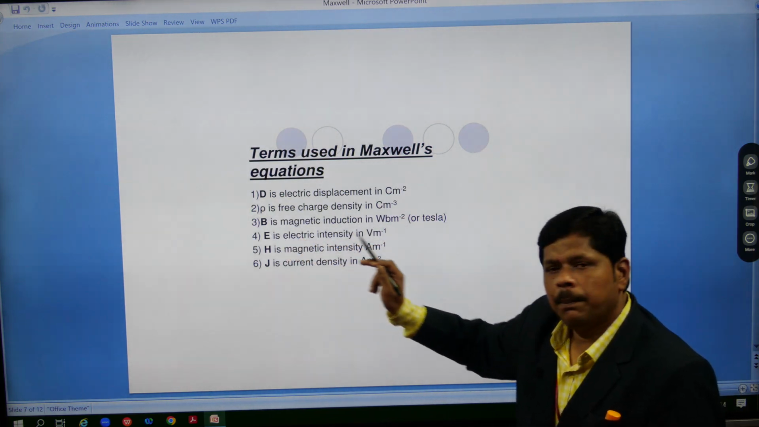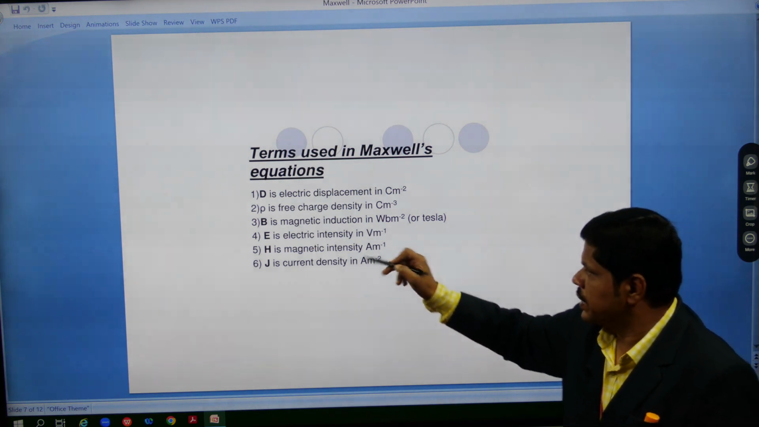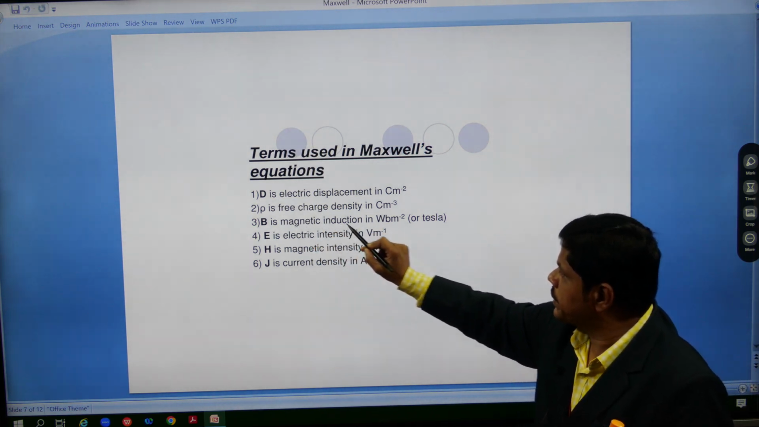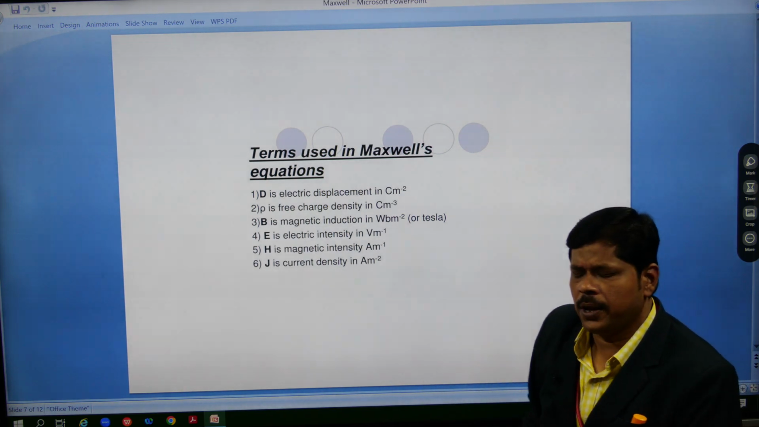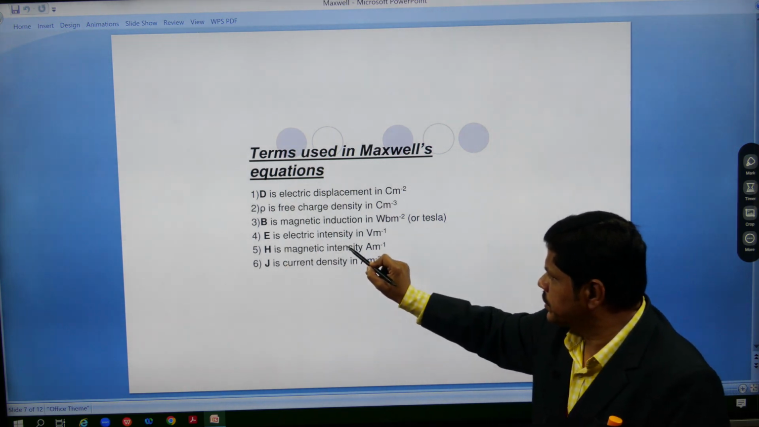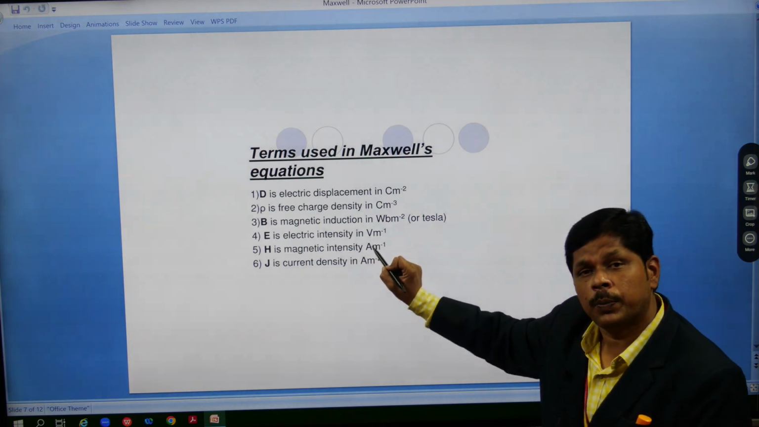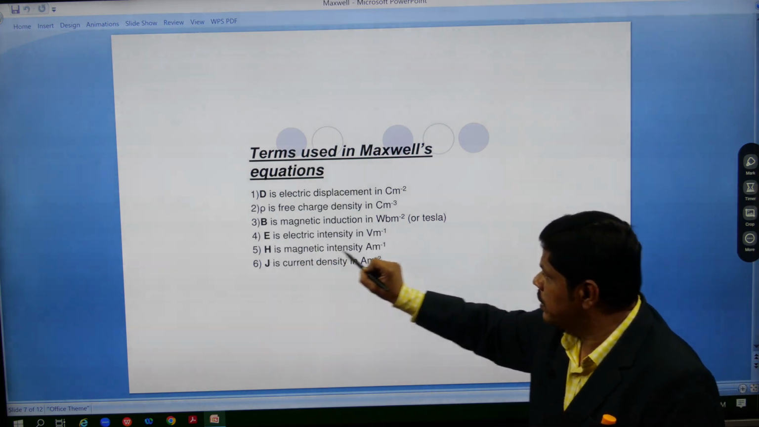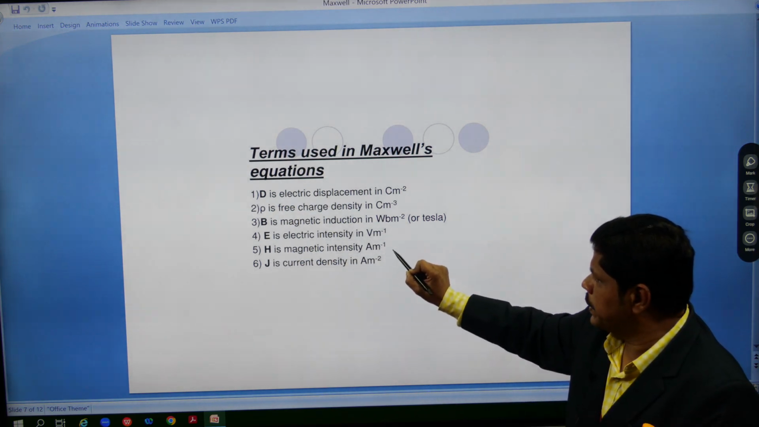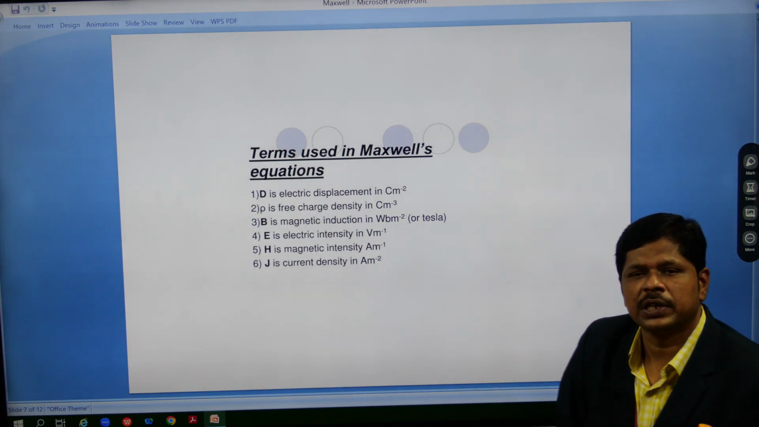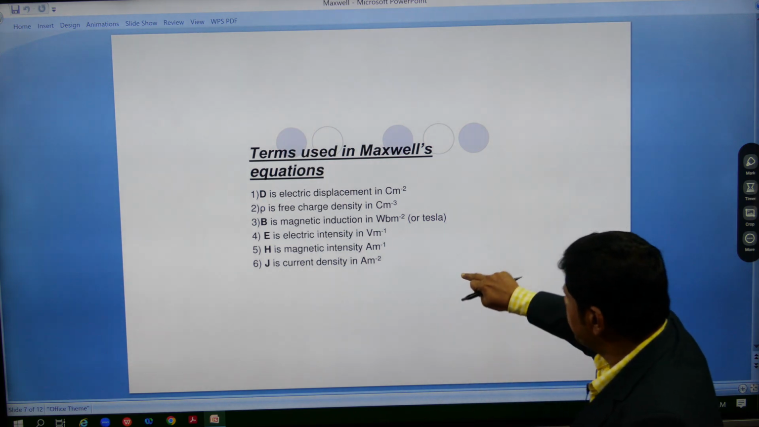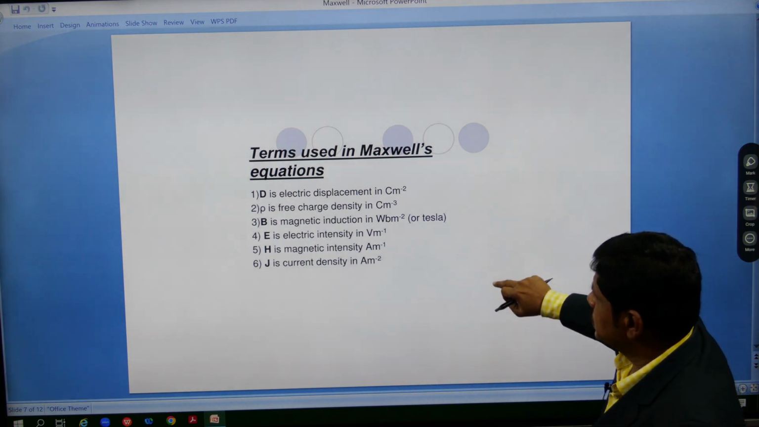And B is the magnetic flux density, or we can also say magnetic induction, with units Weber per meter square, or we can use the unit Tesla. E is the electric field intensity, units are volt per meter, and H is the magnetic field intensity, units are ampere per meter. And finally J is the current density in ampere per meter square. So these are the parameters we are going to use in our Maxwell equations.